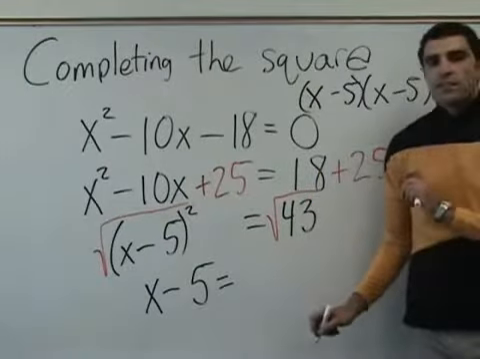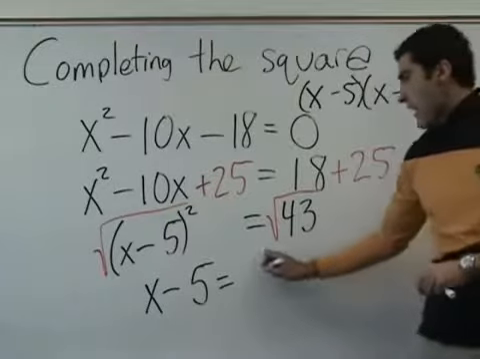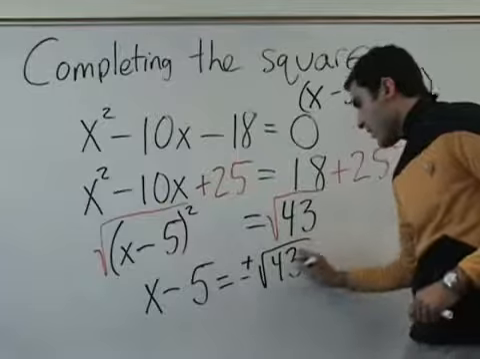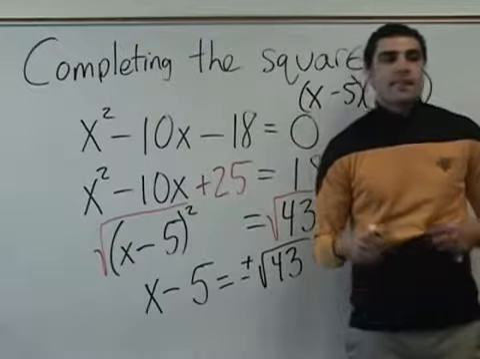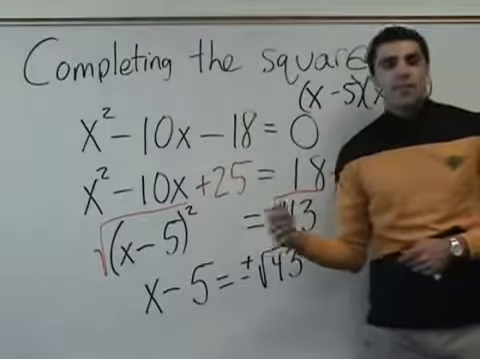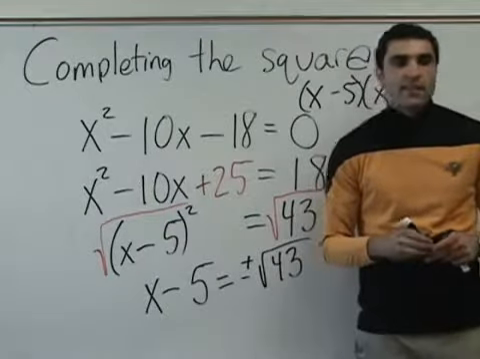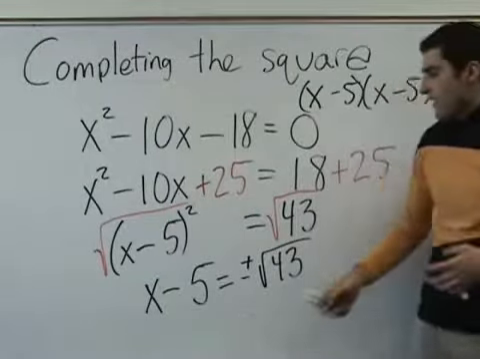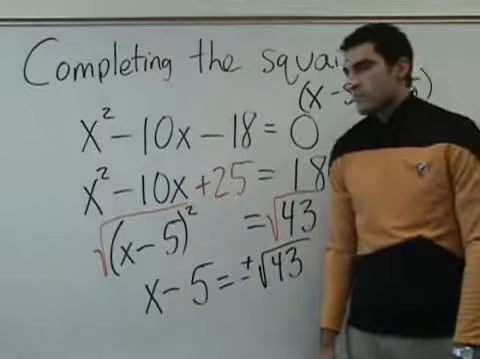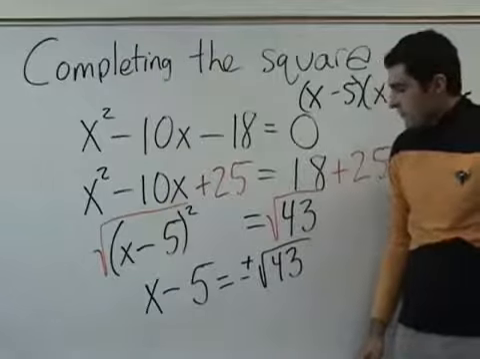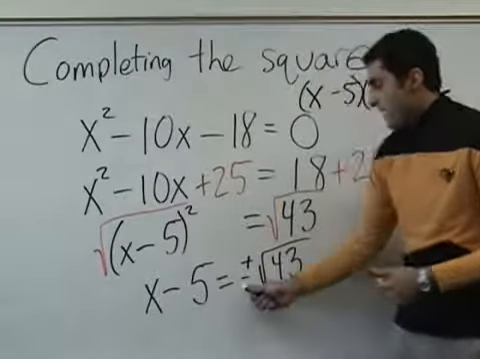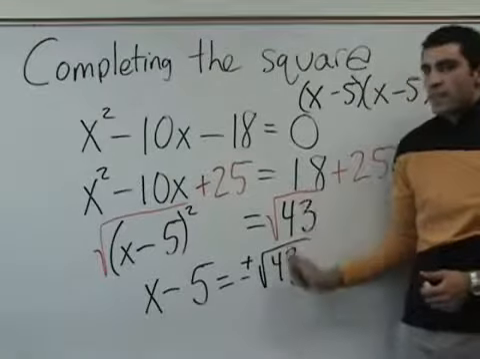We're going to leave it in square roots, and we're going to say plus or minus the square root of 43. I want you guys to get used to the idea that whenever you take a square root, you make it plus or minus the square root. But you can never have a negative number coming out of a square root. A square root can't result in a negative number, but you're allowed to have negative square roots.